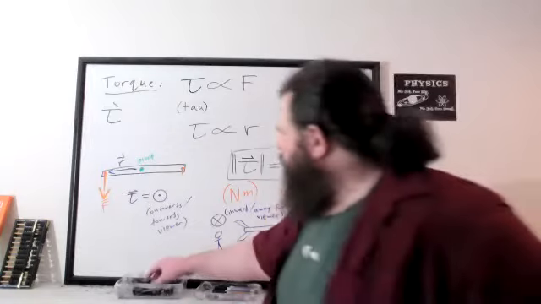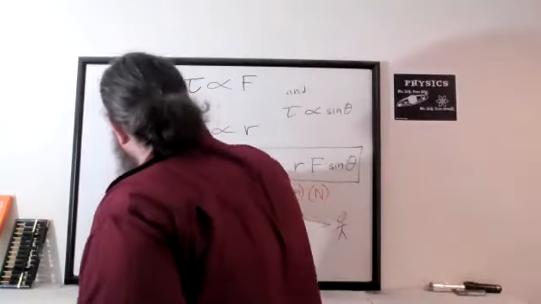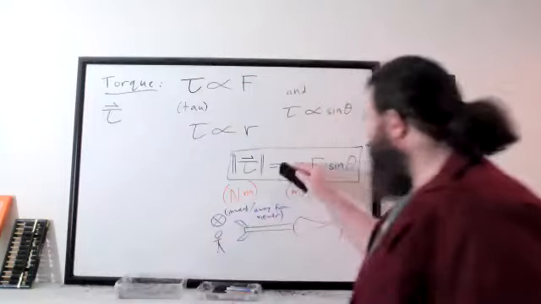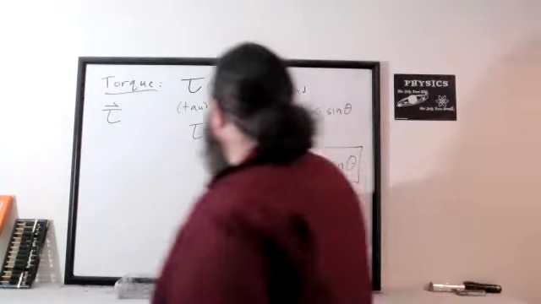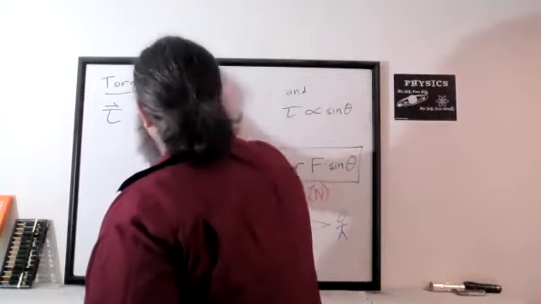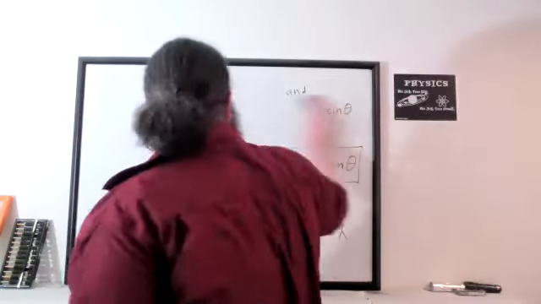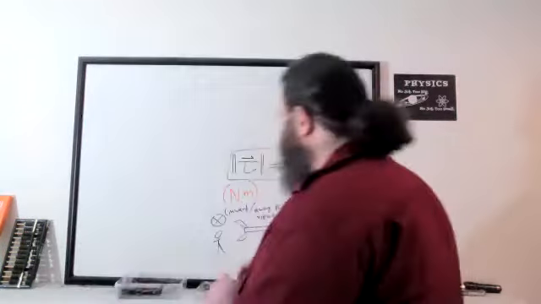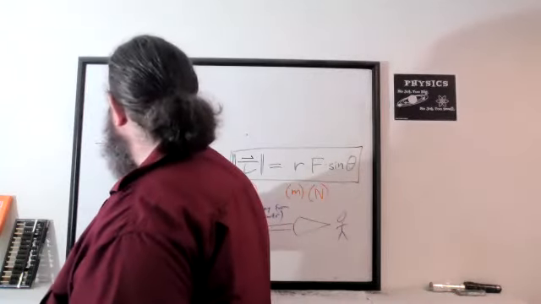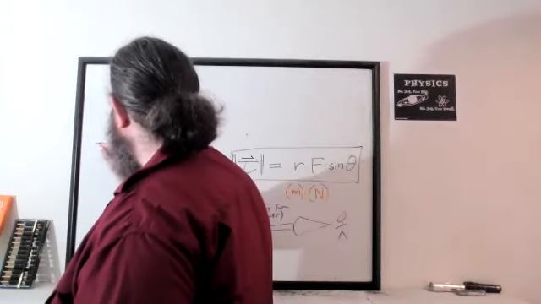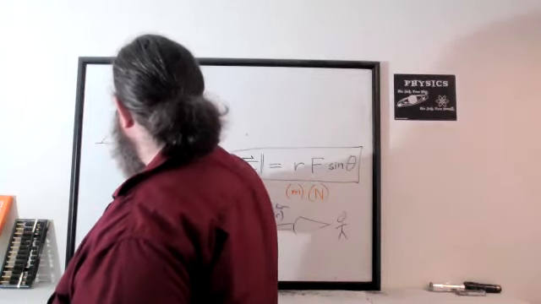And a couple other bits of geometry here that sometimes become important. There are other ways you can calculate torque involving radius and force that don't always involve sine theta, at least not directly. For example, let's say we have the ground and we have a sort of a bridge type thing, some sort of structure like this.